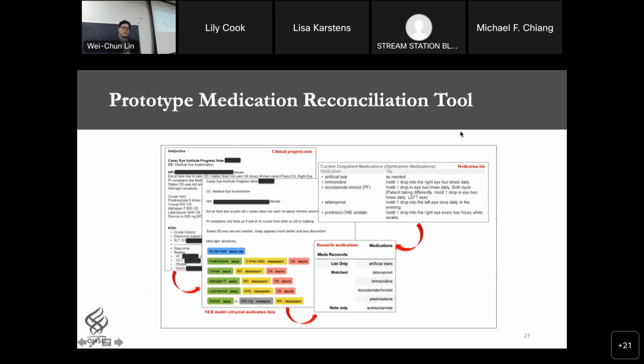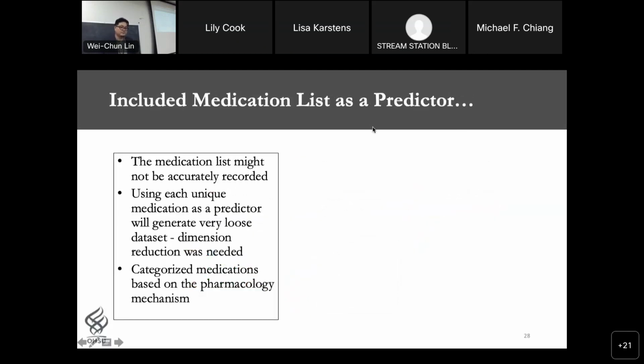With our developed model, we can apply it as a medication reconciliation tool. First, the NER model extracts the patient's medication and the drug use label. The drug use label is used to identify whether the medications are currently used. Then the drug names are standardized based on the RxNorm ingredient. Finally, the medication data is reconciled with the medication list, and the mismatched medications are flagged. We applied this tool on 150 progress notes and got an F1 score of around 95%.